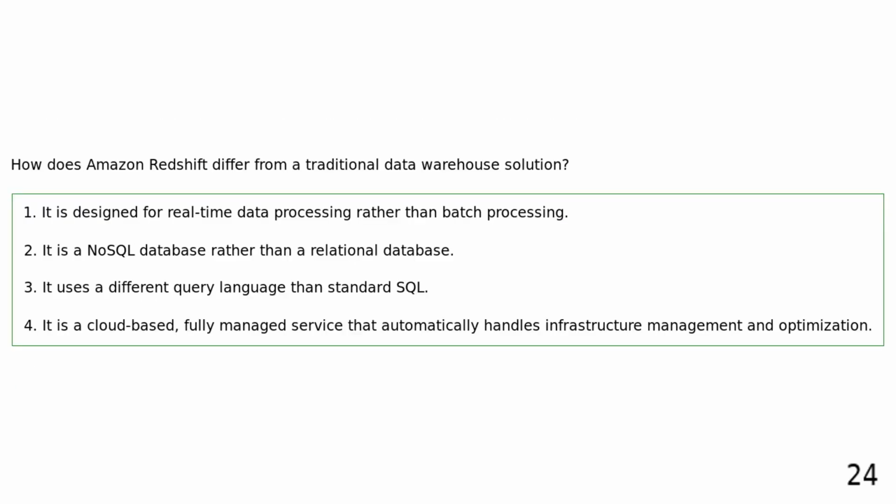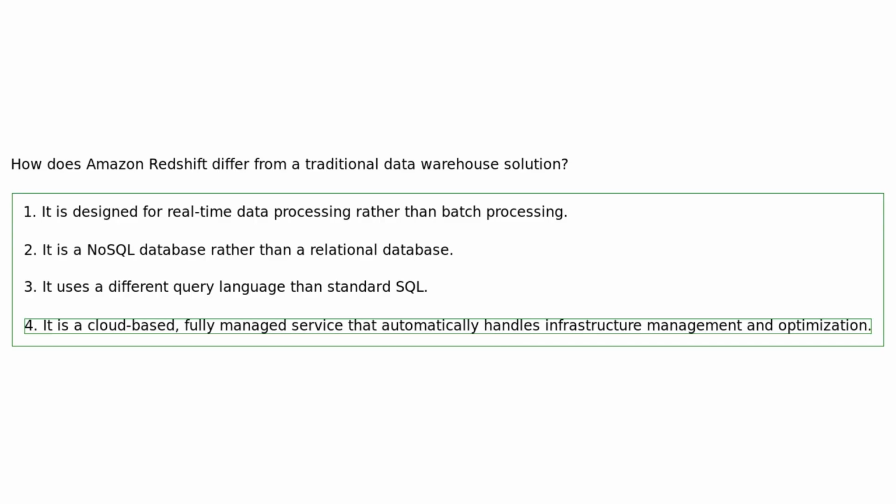How does Amazon RedShift differ from a traditional data warehouse solution? It is designed for real-time data processing rather than batch processing. It is a NoSQL database rather than a relational database. It uses a different query language than standard SQL. It is a cloud-based, fully managed service that automatically handles infrastructure management and optimization. Unlike traditional on-premises data warehouses, Amazon RedShift is a cloud-based, fully managed service that handles tasks like provisioning, patching, backups, and optimization automatically, reducing operational overhead.